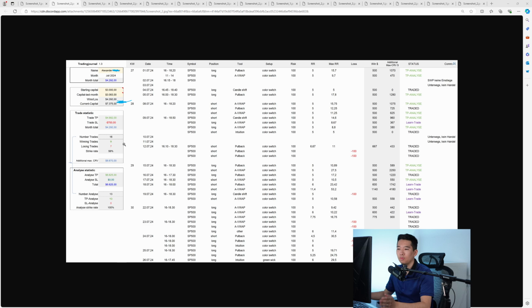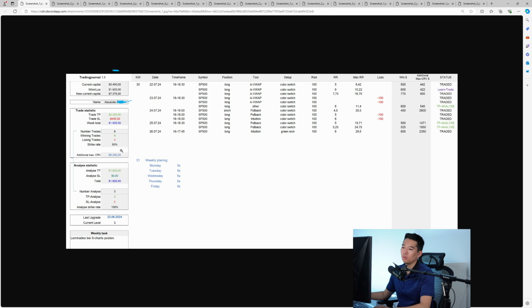Here you can see how the student made $4,292 within 1 month. He had 7 losing trades, lost on average $100 per trade, that is $700. And he had 9 winning trades and made $4,992. Within a week, he had 4 losing trades and 4 winning trades, he lost $400, and the other week he made $2,325 within this week. So that equals $1,925.